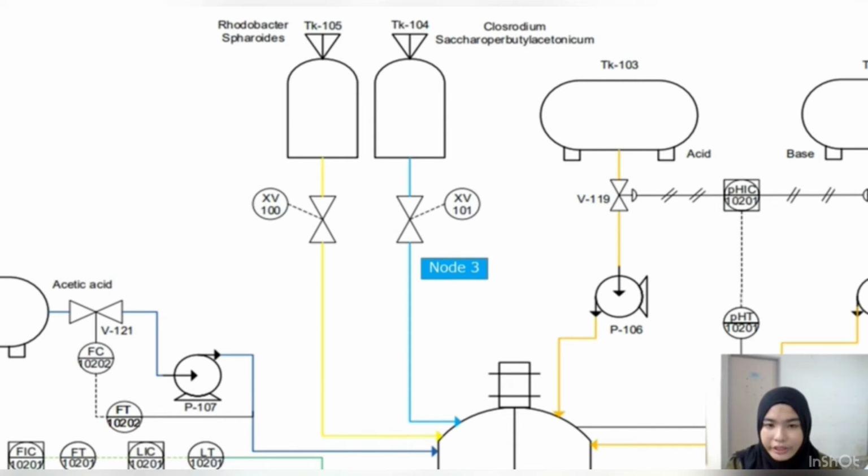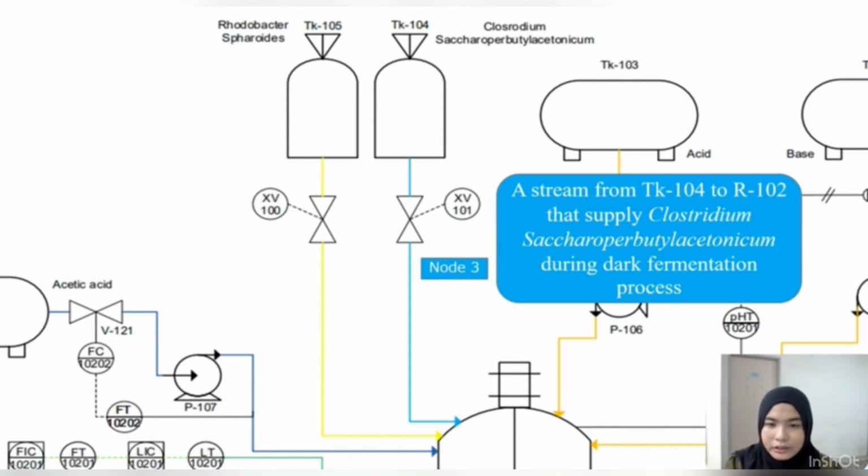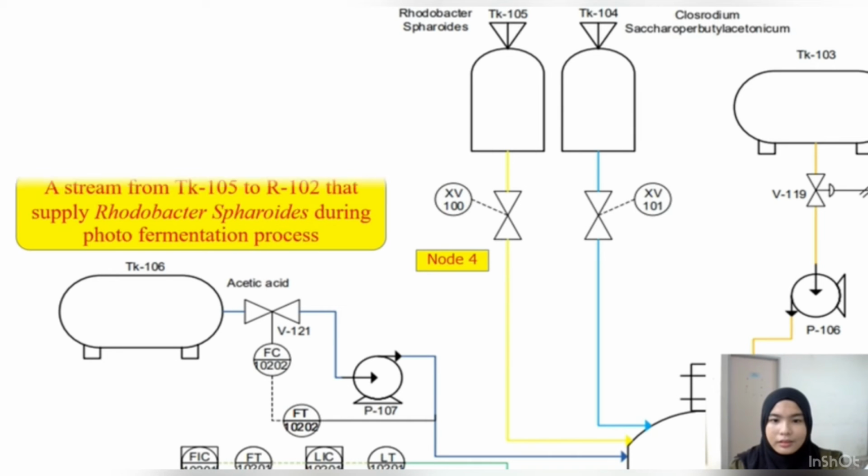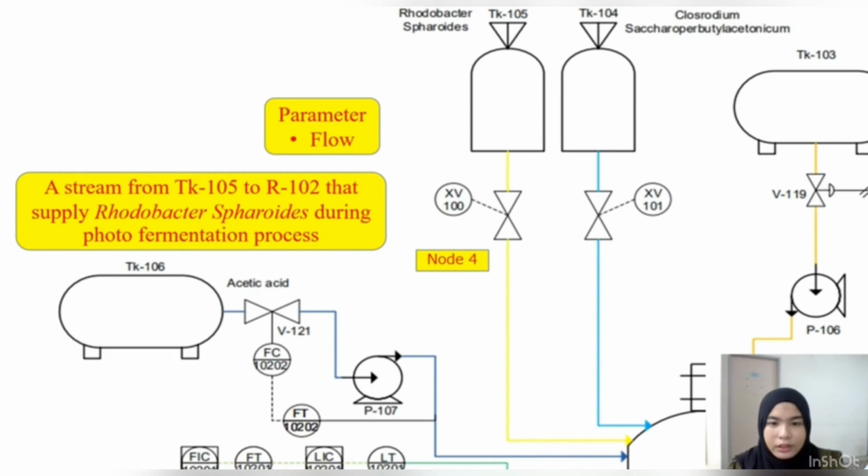In node 3, this is a stream from TK104 to the fermenter that supplies Clostridium during the dark fermentation process. Here we measure the parameter of flow. Then we go to node 4, which is in yellow color. This is a stream from TK105 to the fermenter that supplies Rhodobacter during the photo fermentation process. Here we measure the parameter of flow.